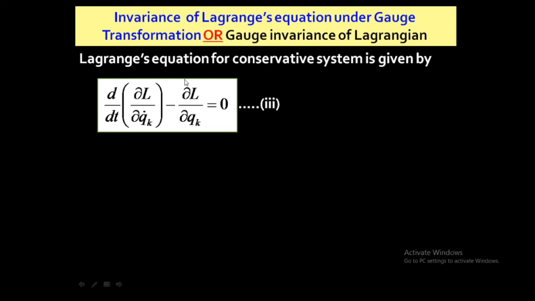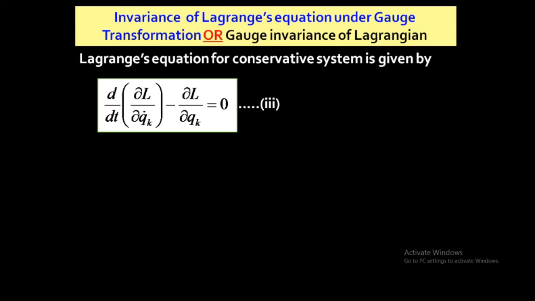This is equation number 3, and you know that this is the famous Lagrange's equation. I already taught you Lagrange's equation in the last few lectures. d by dt of del L by del q k dot minus del L by del q k is equal to 0. If I put L dash in place of L and the value comes 0, then I can say that the gauge function is satisfying Lagrange's equation. It means that Lagrange's equation is invariant under gauge transformation.